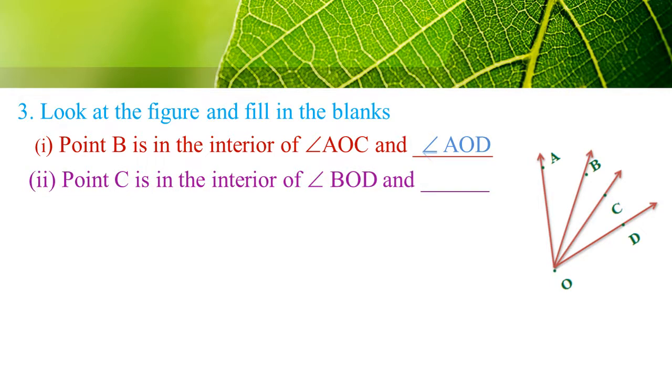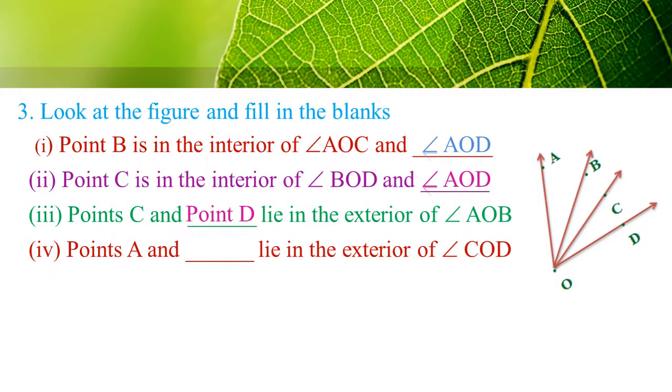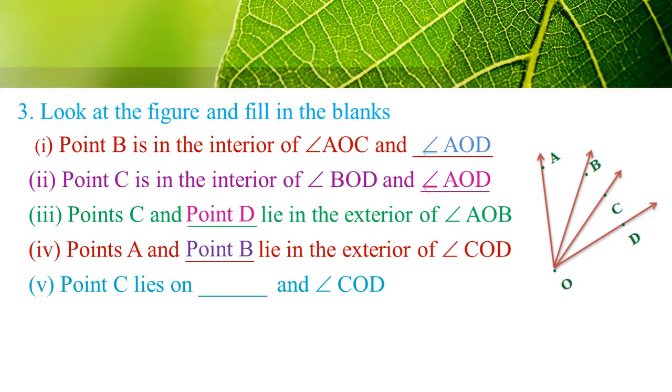Point C is in the interior of angle BOD and angle AOD. Points C and dash lie in the exterior of angle AOB. What is that point? Point D. Then points A and dash lie in the exterior of angle COD, the point B. Point C lies on dash and angle COD. What is that answer? That is angle AOC.